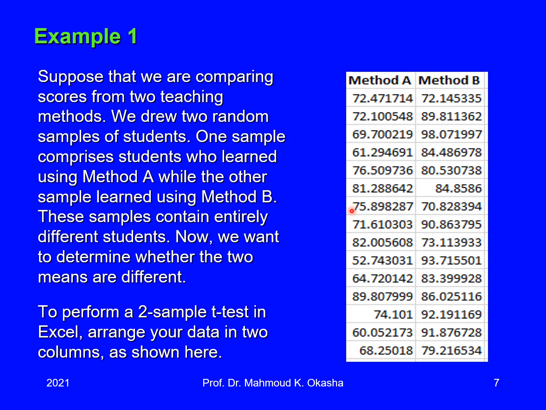If the means of method A and method B are different, then the methods are different. But if the means are the same, then the methods are the same. They do not make a difference. So, to perform the two sample test, we should arrange the data in this form in Excel.